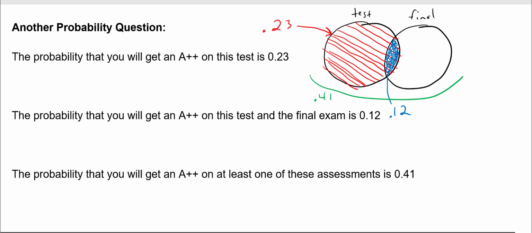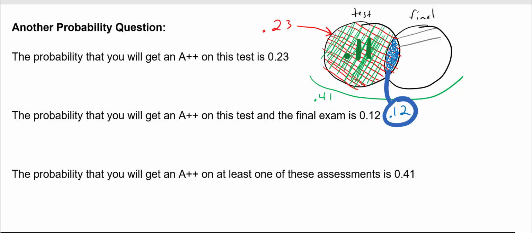Okay, so the probability, let's actually do one thing here first. It's really easy. We can do just this probability here, so not including that blue section. So the green, this green right here, that probability is going to be basically 0.23 minus 0.12, which is 0.11. That's that probability. Okay. We already know the blue section is 0.12. So we're good to go with that.